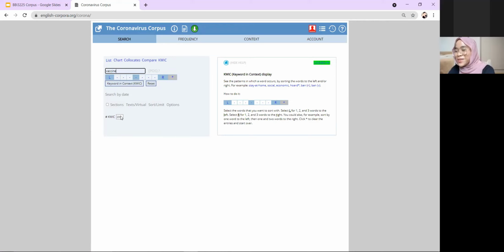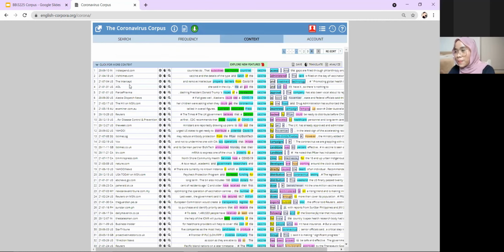Before that, this corpus tool enables us to analyze up to 1,000 words at one time. But for this study, I searched only 100 concordance lines and it will display the context in just a few minutes. So here we can see the concordance words related to the word vaccines. We can see the different colors, right? So what does that mean? The light blue, the pink, the light gray.